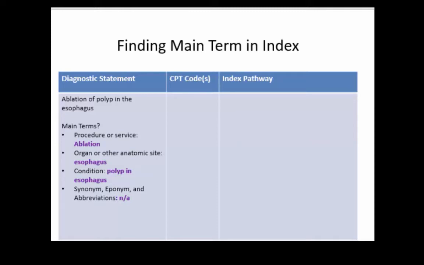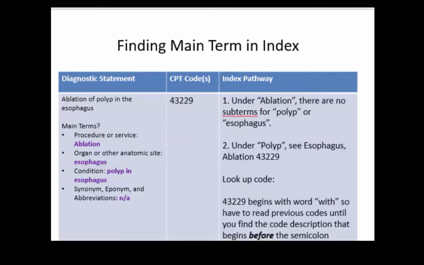The anatomic site we're talking about is the esophagus. The condition, patient has a polyp in the esophagus, and the last bullet point doesn't apply. So now we've got ablation or esophagus or polyp. Under ablation, there were no subterms for polyp or esophagus, but when I went to polyp, I did find esophagus, and under esophagus I found ablation. So I was able to find it using the condition in this case.